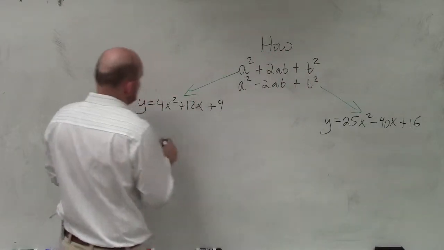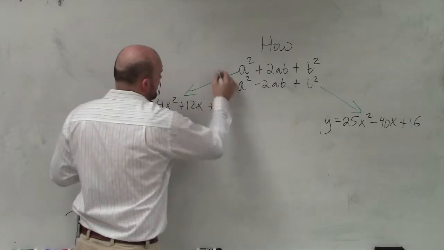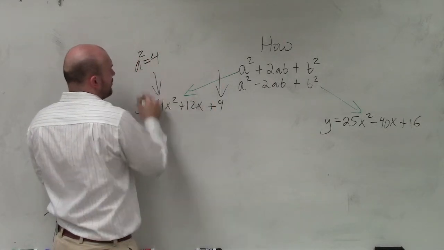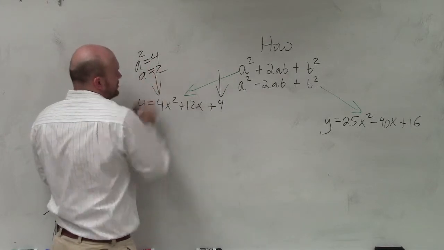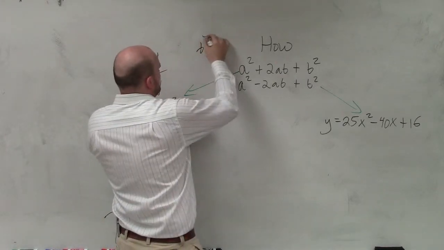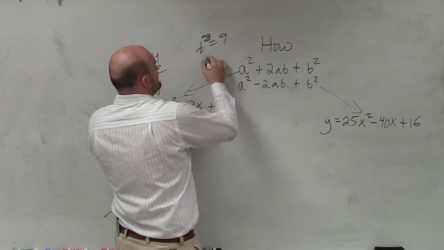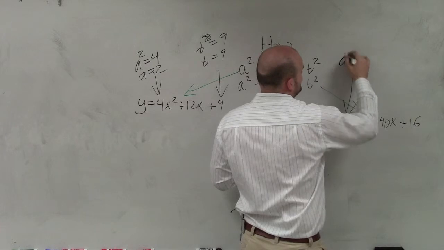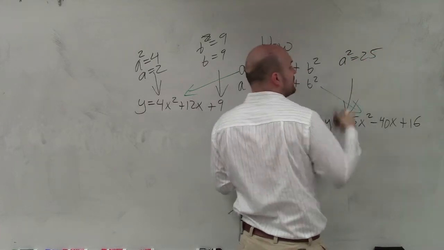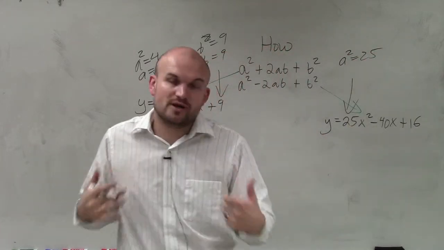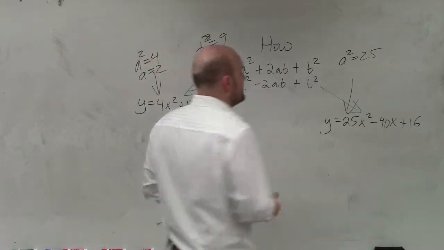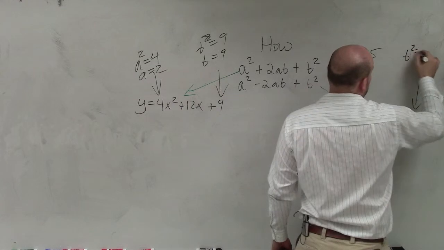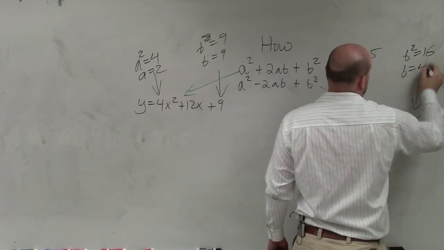Basically, what you want to do is identify whether your a and your c are square numbers. So is a squared equal to 4? Is that a square number? Yes, a is equal to 2. Is b squared equal to a square number? Yes, b is equal to 3. Over here you have a squared equal to 25. Remember, you know they're square numbers because you can take the square root of them. So a is equal to 5. And in this case, I have b squared equal to 16, so b is equal to 4.